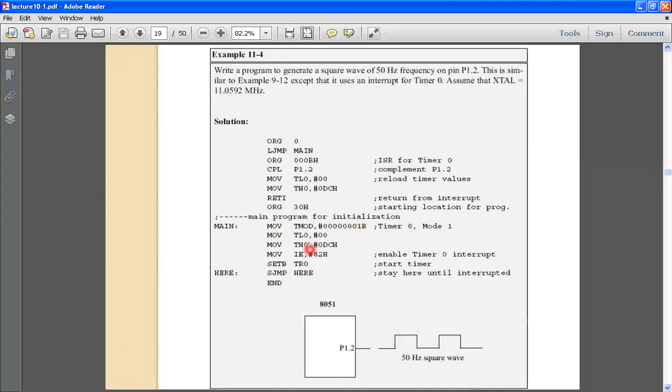Now for 50 Hz frequency, the count value required in the TH and TL registers is DC00. So the higher byte will be in the TH0 register and the lower byte in the TL0 register. So here it is MOV TL0, #00H and MOV TH0, #0DCH.